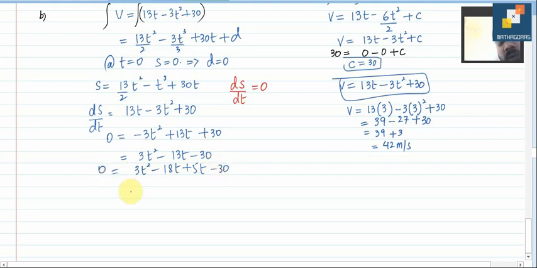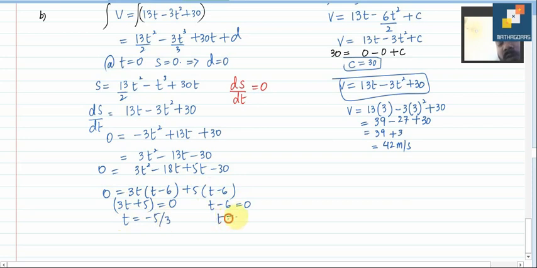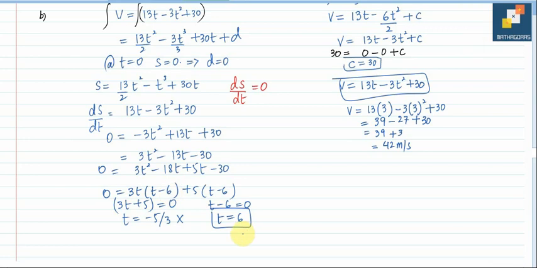You can take 3t common here, inside the bracket it's t minus 6, plus 5 times t minus 6, equals 0. So you have 3t plus 5 equals 0, and you have t minus 6 equals 0. So you got two values of time, minus 5 over 3, and t equals 6. We need to ignore the negative value because time can never be a negative quantity. Now we need to find the distance at time equals 6.